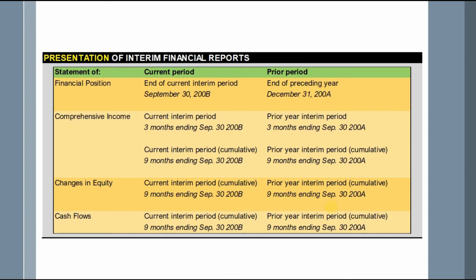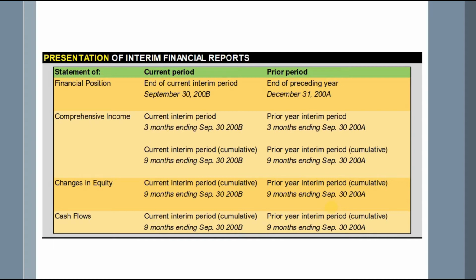Again, since the current year is 2000B, of course, the prior year is 2000A. And the end of the preceding year is December 31, 2000A, not September 30, 2000A. Again, the financial statement that will be comparative with September 30, 2000B is December 31, 2000A.